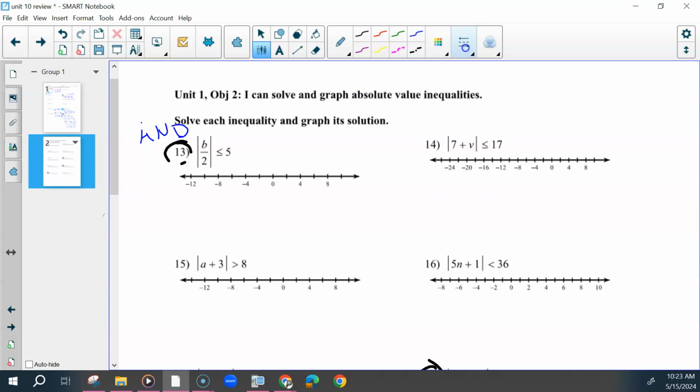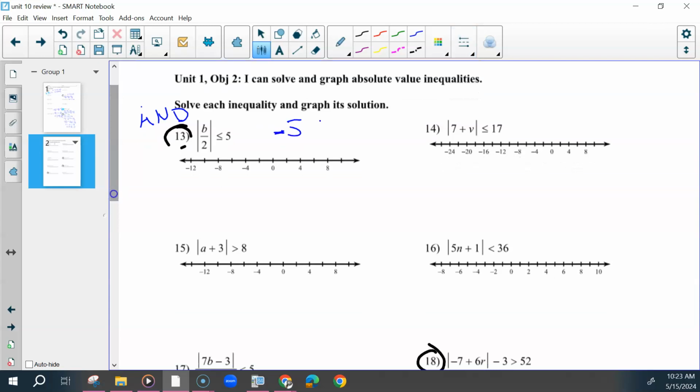And you're going to make a similar case, but on the opposite side. So negative 5 is less than or equal to b over 2, which is less than or equal to 5. Or you could make two separate cases, keep one the same, and then drop your absolute value, change the direction of the sign, and make your 5 negative. This is the same thing as this, but if it's and, you want it condensed. I mean, you have to multiply 2 to get rid of it. Yes.